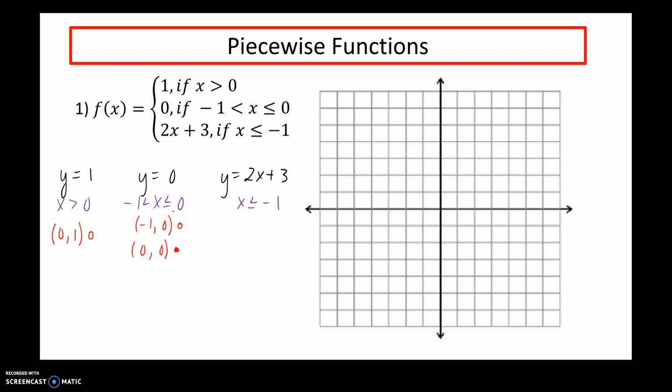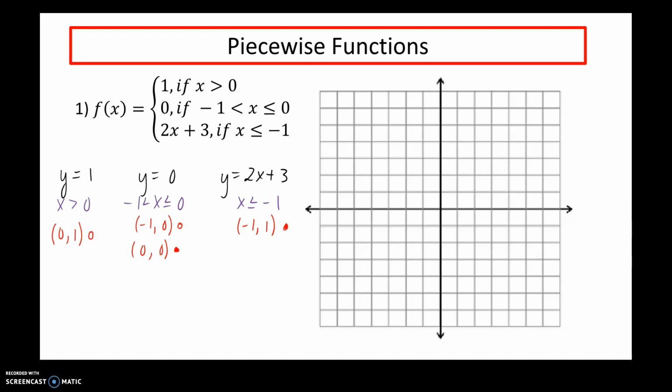It's closed because according to the domain, x can equal 0. Okay, then my third piece, I'm going to plug in x is equal to -1. When x is equal to -1, I get -2 plus 3, so I get a corresponding y value of 1. And that's going to be a closed circle. So these 4 points are non-negotiable. They have to be represented on the graph.